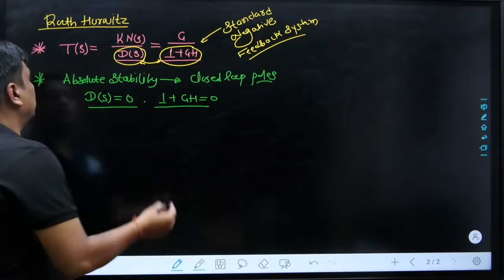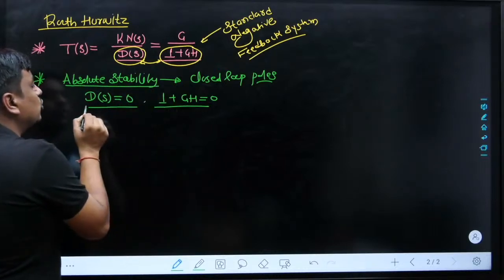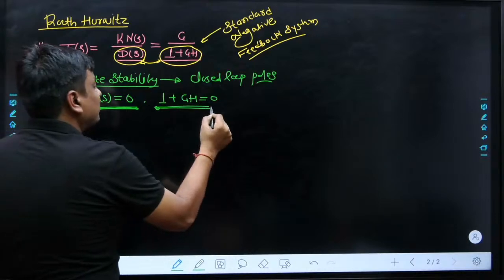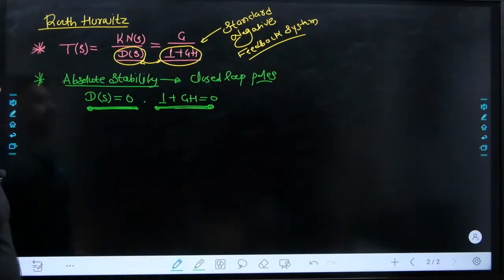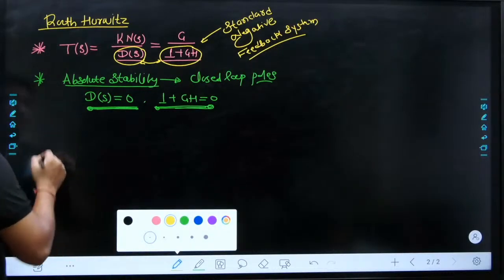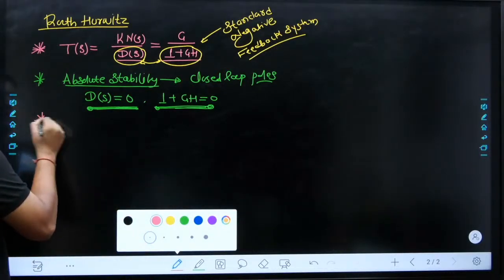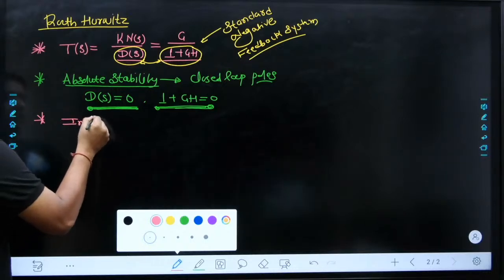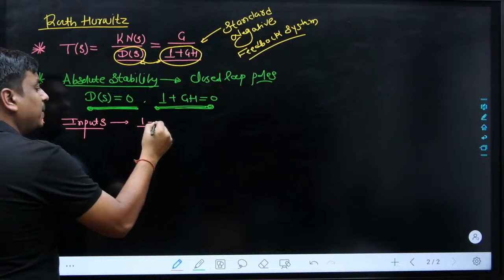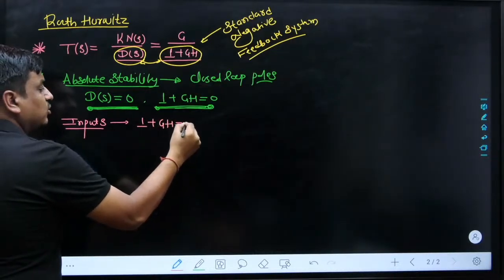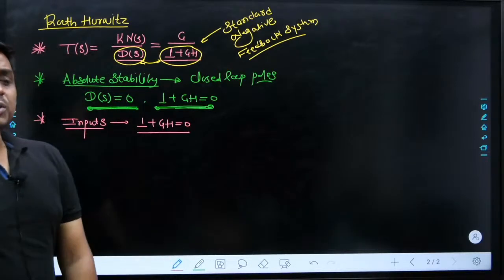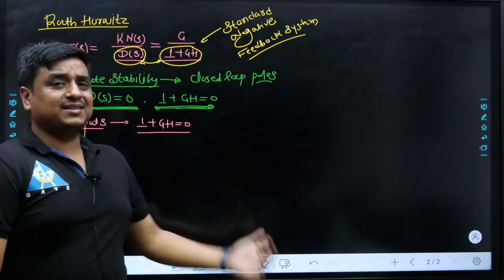So the absolute stability has to do only with the roots of D(s) equals 0, or 1 plus GH equals 0. So in future you can say one thing: the input to the ROUTH-HURWITZ would always be 1 plus G(s)H(s) equals 0. Rather than writing G(s)H(s), I am simply writing GH, but nobody should have any confusion. It is simply 1 plus G(s)H(s) equals 0.